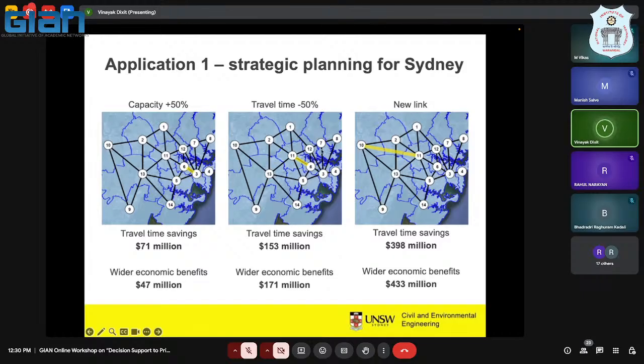Now, the wider economic benefits include, because we have made these links, we have reduced the travel time, it has reduced the logistics costs. Because of that reduced logistics costs, the price of the commodities has come down, right? The moment the price of those commodities comes down, it makes it more affordable. So the demand increases because the price has gone down, and more people can consume it. So that is also incorporated in the wider economic benefits.